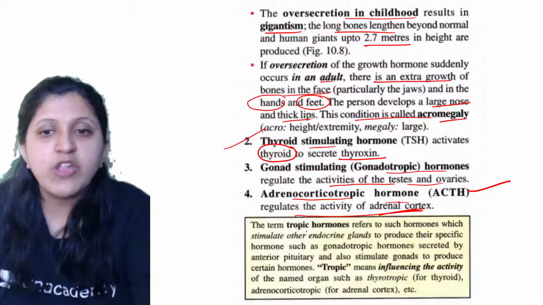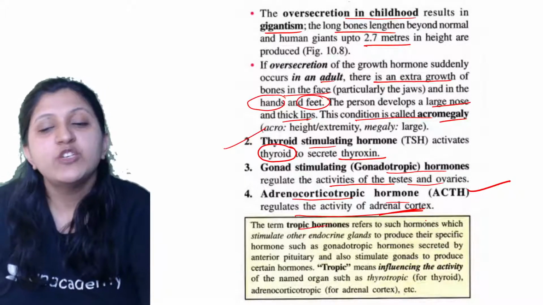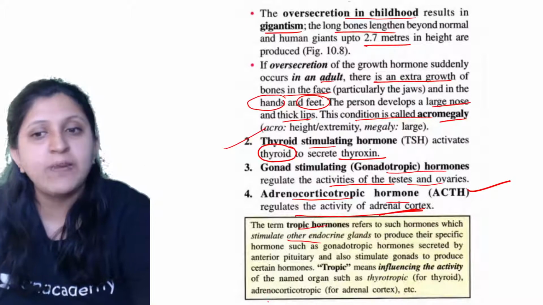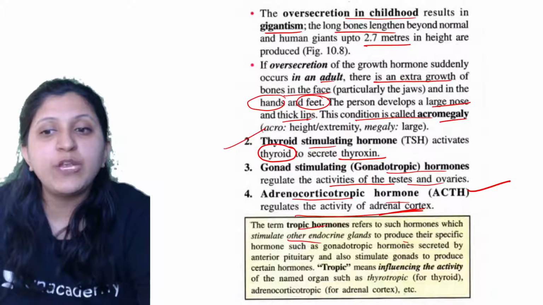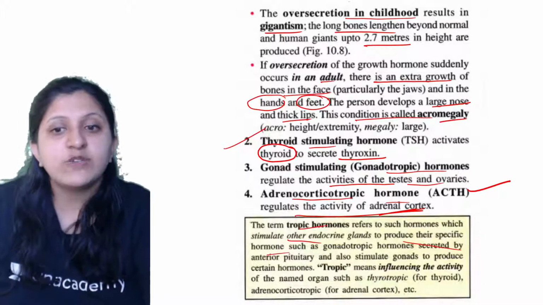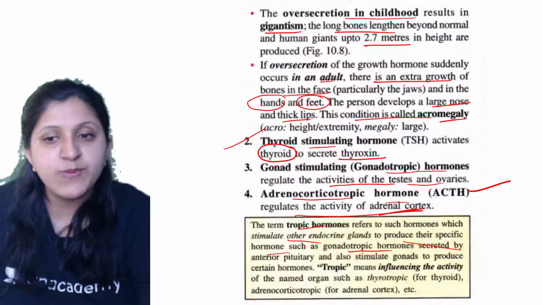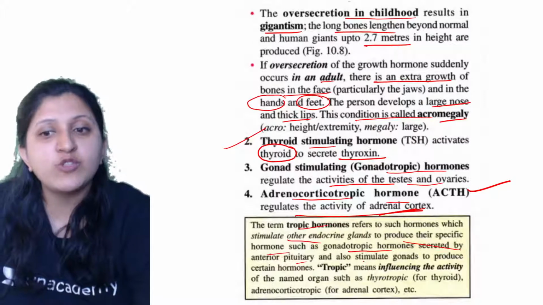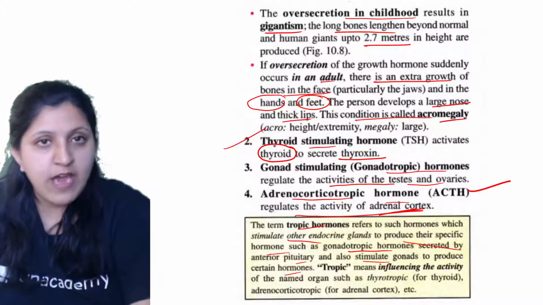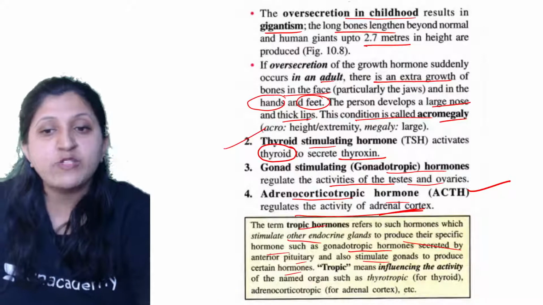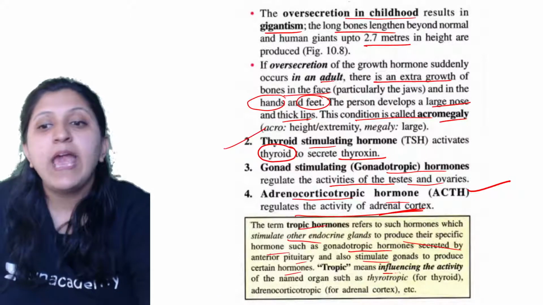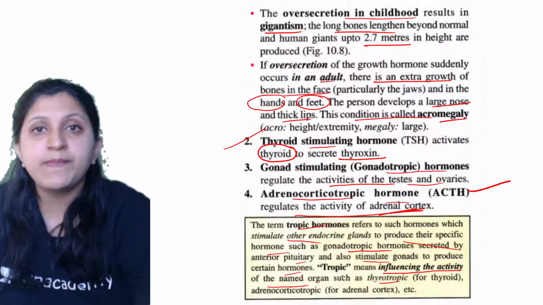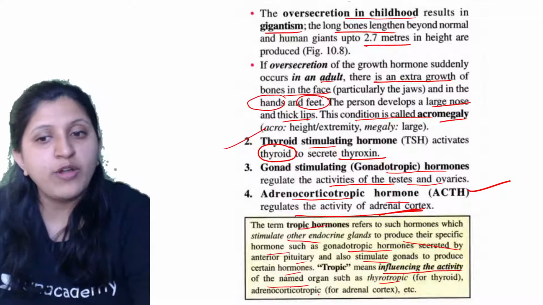Now, when we mention tropic hormones, these are hormones which stimulate other endocrine glands. Other endocrine glands are stimulated to produce their specific hormones, such as the gonadotropic hormone being released. The anterior pituitary also stimulates the gonads to produce certain hormones. Tropic here means influencing the activity of the named organs, such as thyrotropic for the thyroid, and adrenocorticotropic hormone.